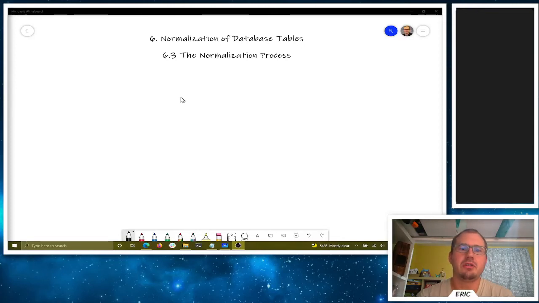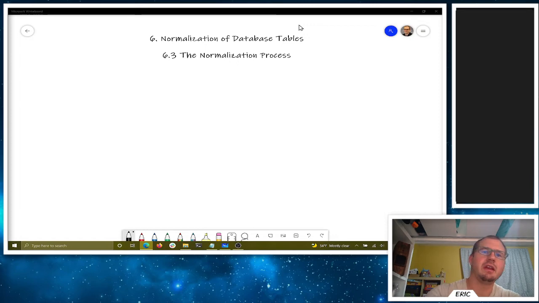All right, we're on to 6.3. This is the normalization process. Again, this is how we get from, hey, here's a bunch of data that the business says we have, to, okay, let's start going through our tables and thinking a little bit more systematically about this and really going through and making sure. It's almost a checklist here.